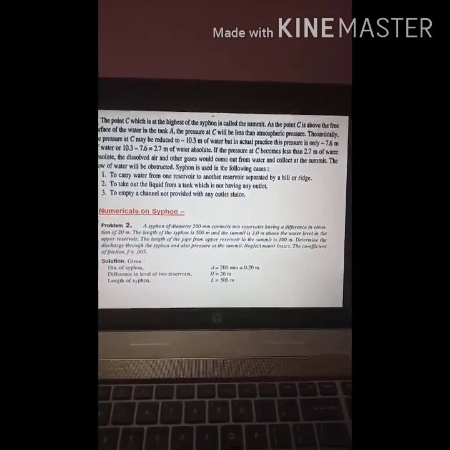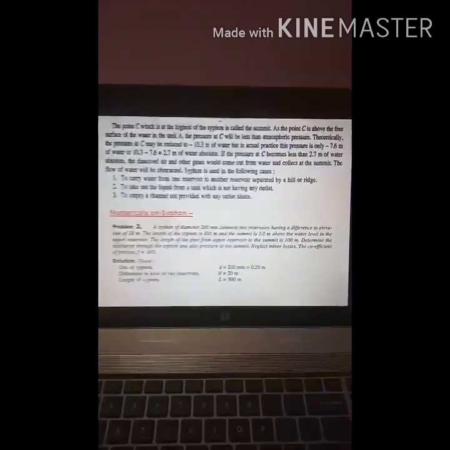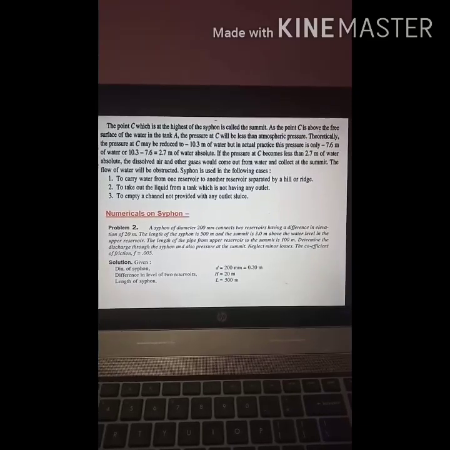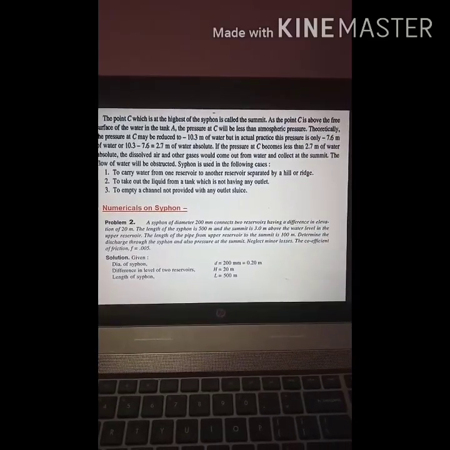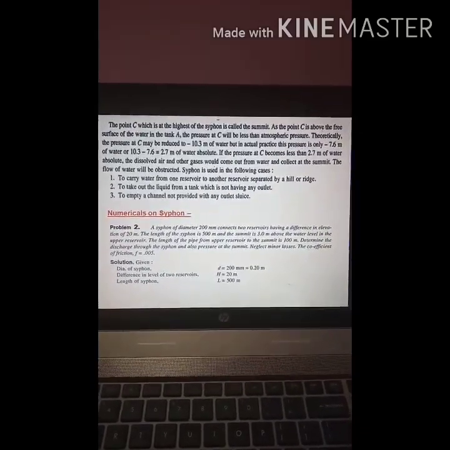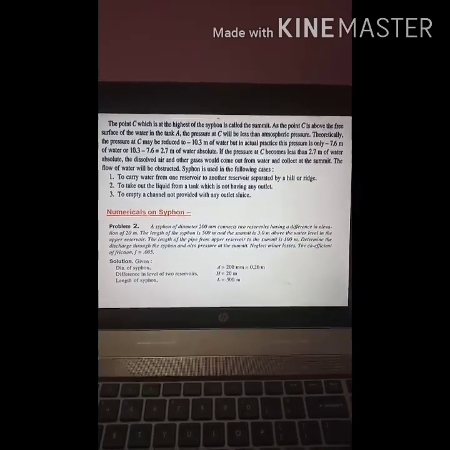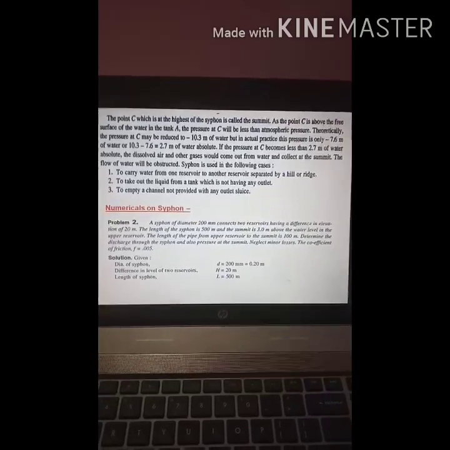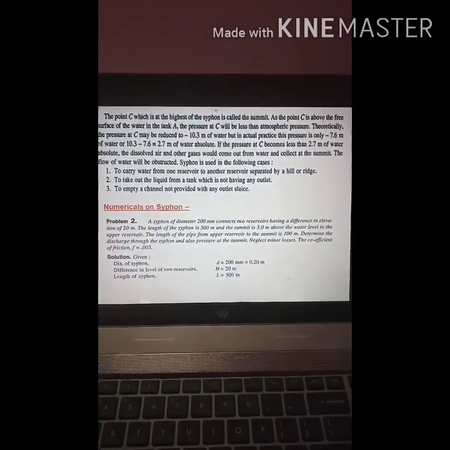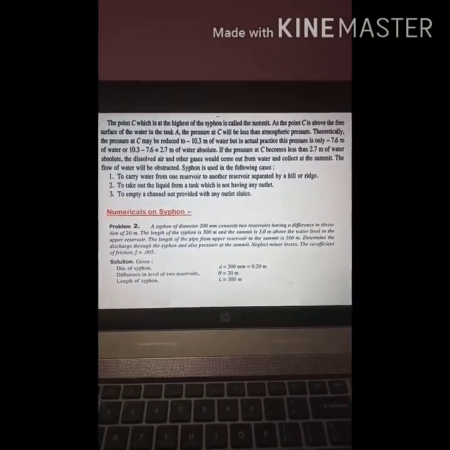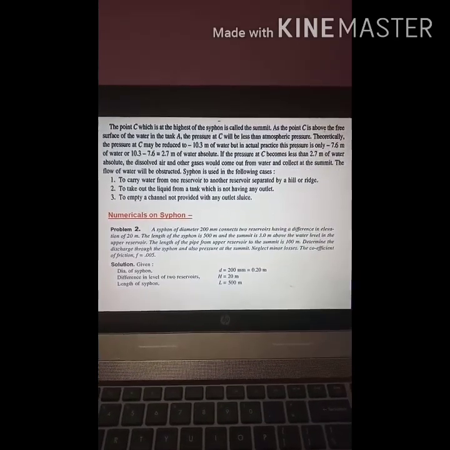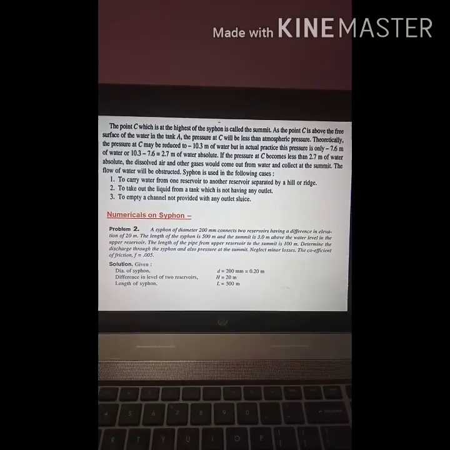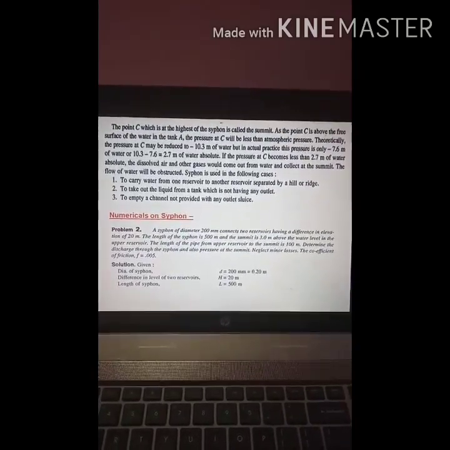If the pressure is below vapor pressure, then there will be a phenomenon called cavitation. That's why there is a limitation on up to what height the point C should be. The point C cannot go below the vapor pressure head; it should always be above the vapor pressure head. Here the limiting value is minus 10.3 meter of water, which is the atmospheric pressure of water.